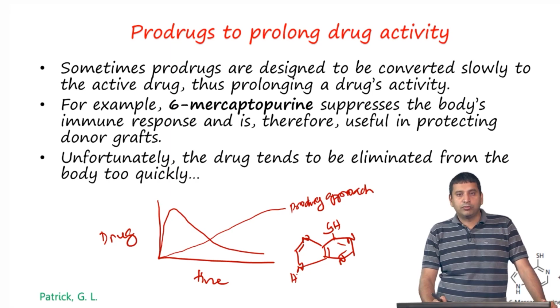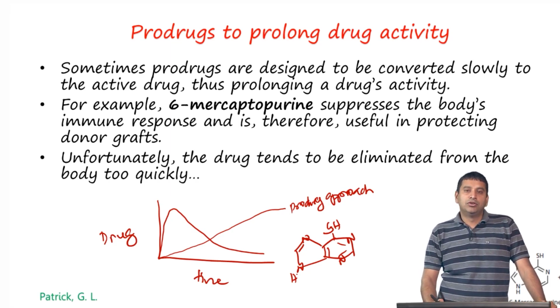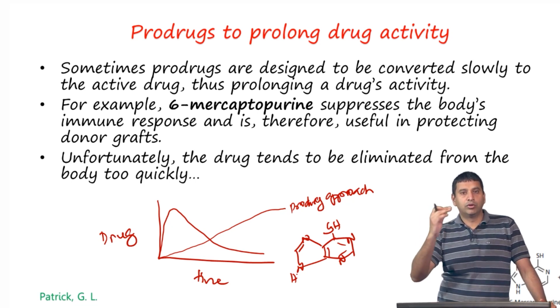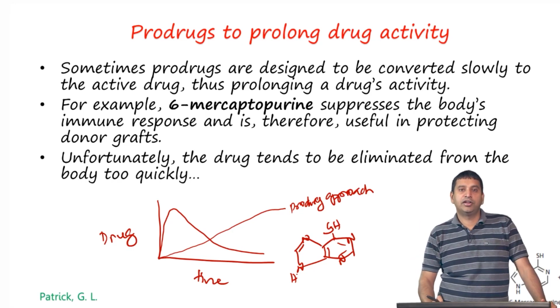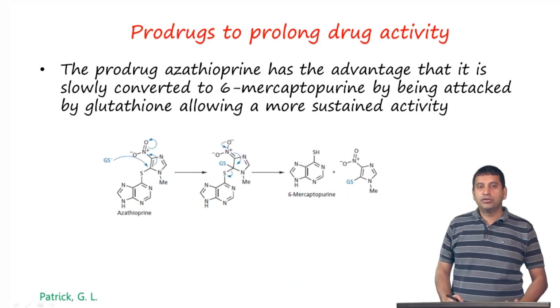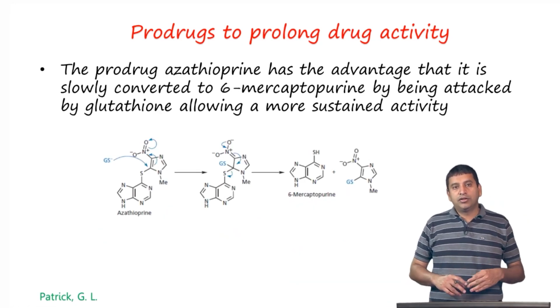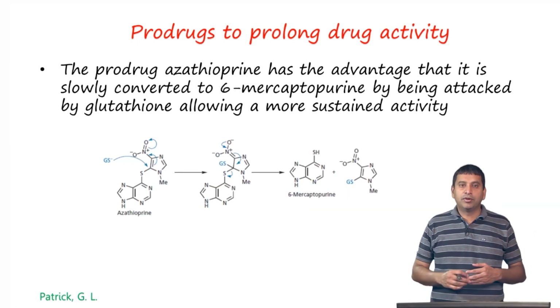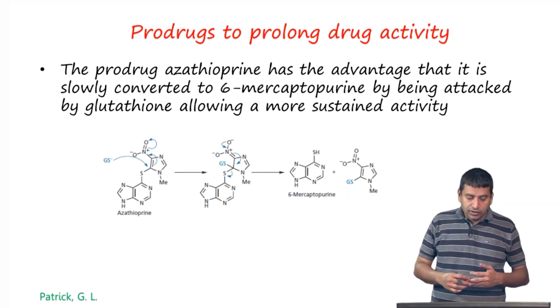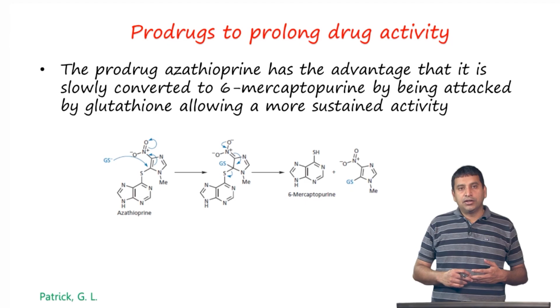But the problem with this molecule is that it gets eliminated very quickly in the body. So, we want to be able to protect it from metabolism, so that it is generated very slowly over a period of time, so that the rejection rate goes down. In order to do this, we convert this molecule into a prodrug. Okay. So, this azathioprine is a prodrug.